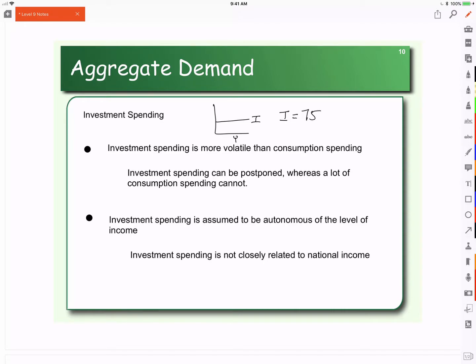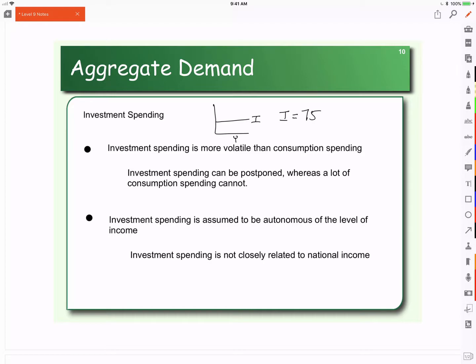So let's talk about why that is. Why doesn't investment spending depend on income? Well, what is investment spending? Investment spending is when businesses buy from other businesses. If you think back, investment spending includes four things: businesses buying capital goods, residential structures, non-residential structures, and inventory.